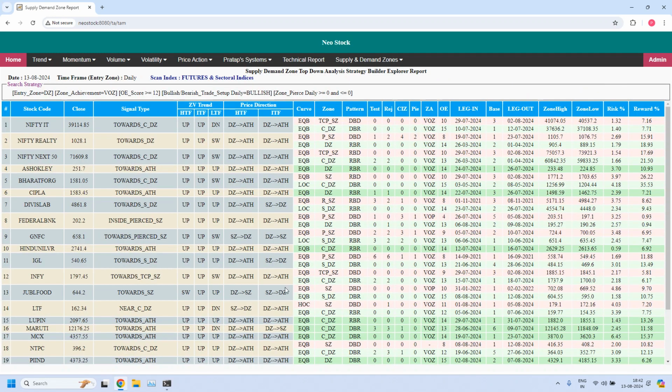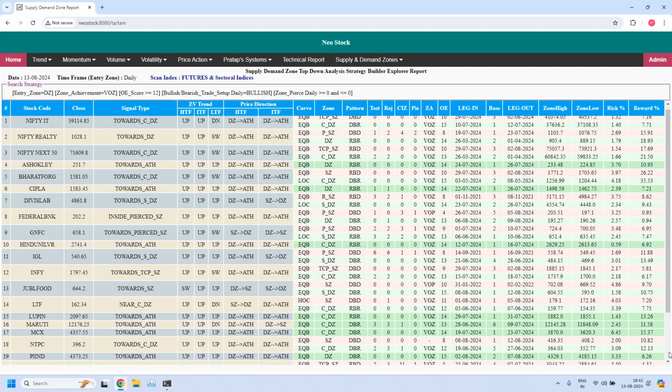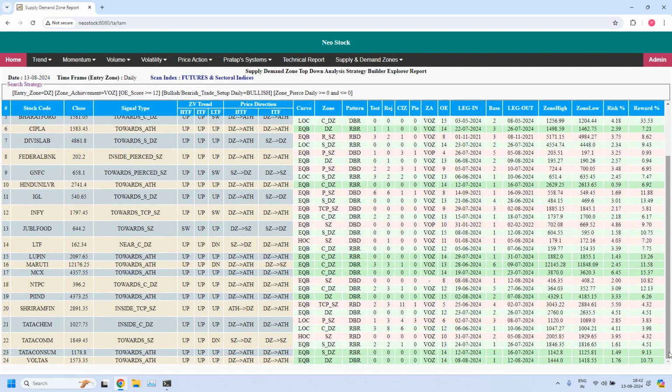Now I am filtering the stocks. So this is the filtered list. Let me scroll the list down. First 19 you are seeing. So total 24 stocks are filtered. All these 24 stocks are currently supporting the bullish trade setup, having an order enhancer score more than or equal to 12, and having zone achievement, and also the zones are not pierced.